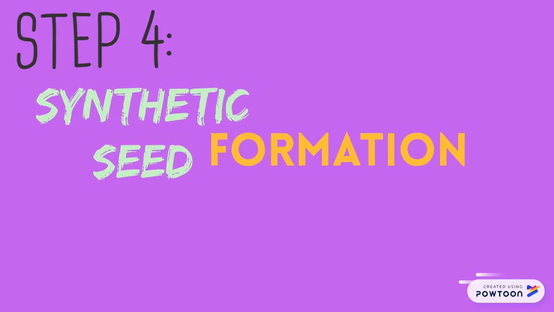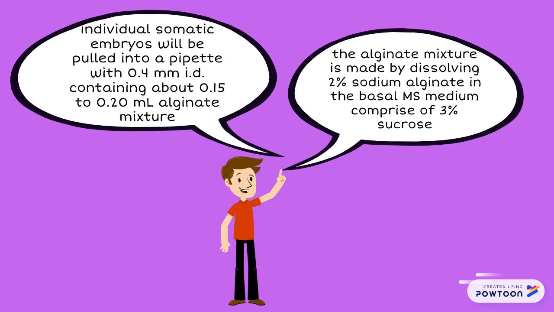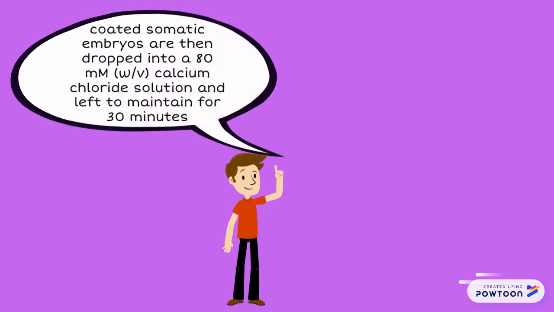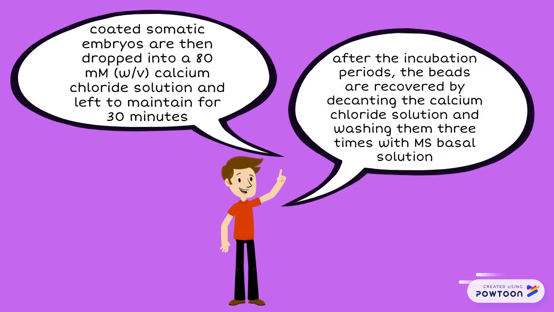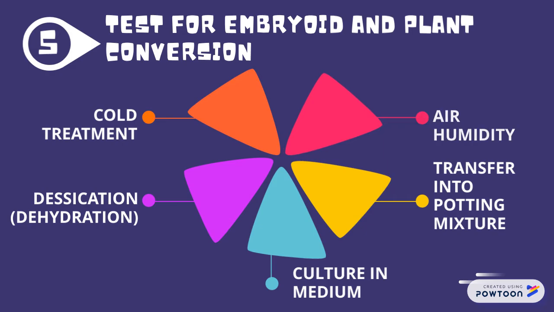Step 4 is synthetic seed formation. Somatic embryos will be pulled into a pipette containing alginate mixture. The alginate mixture is made by dissolving sodium alginate in the basal MS medium. Alginate-coated somatic embryos are then dropped into calcium chloride solution. After the incubation period, the beads are recovered by decanting the calcium chloride solution and washing them with MS basal solution. Next, a test for embryoid and plant conversion is undergone.